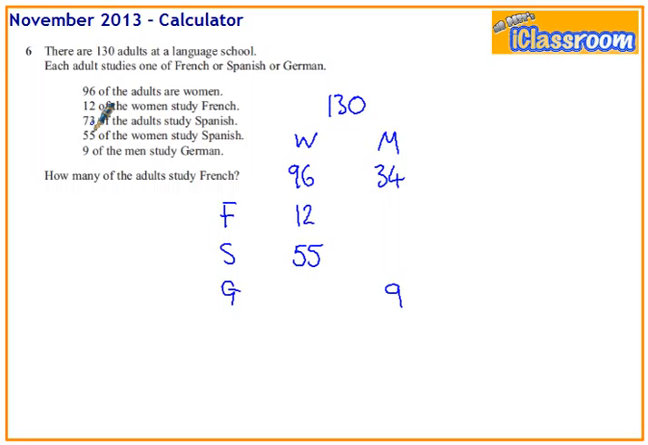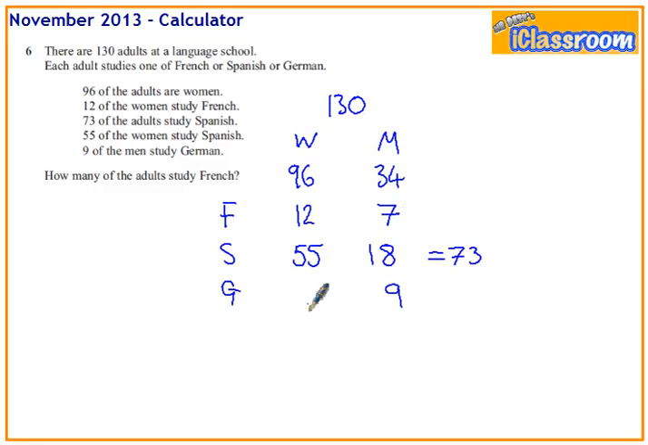I'm also told that a total of 73 adults study Spanish, so I know that this row will add up to a total of 73. Now I can work out that I need an extra 18 men, 55 plus 18 gives me 73, to study Spanish. Now I also know that I have a total of 34 men. Well, 9 plus 18 is 27 of the men, so I already know about 27 of the men. How many does that leave me over? Well, that leaves me with another 7 men.